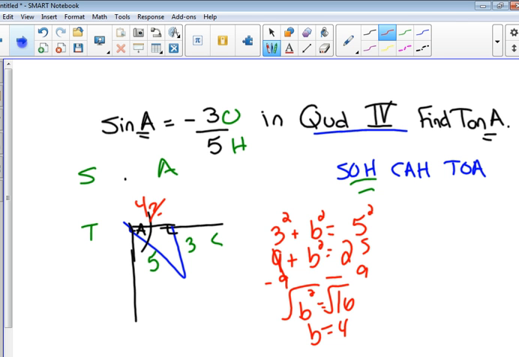Yeah, it's a 3, 4, 5 triangle. That's fine. If it's not a 3, 4, 5 triangle or a special triangle, you can always use this. So it's good review.